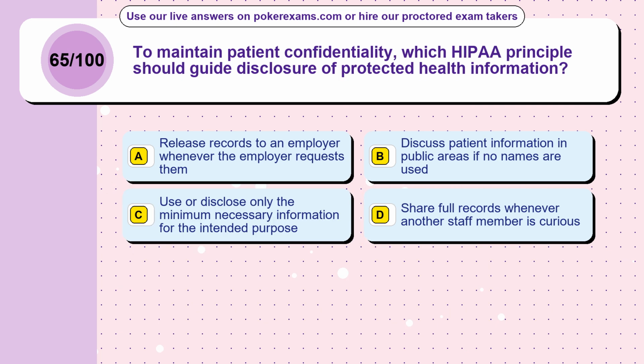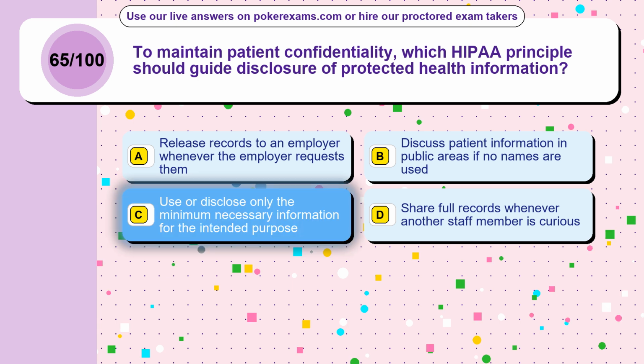Question 65. To maintain patient confidentiality, which HIPAA principle should guide disclosure of protected health information? Option A. Release records to an employer whenever the employer requests them. Option B. Discuss patient information in public areas if no names are used. Option C. Use or disclose only the minimum necessary information for the intended purpose. Option D. Share full records whenever another staff member is curious.